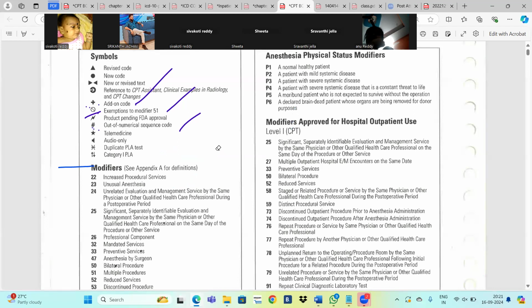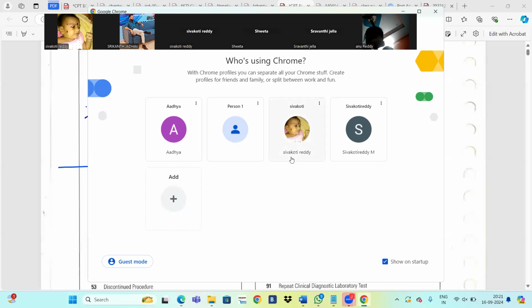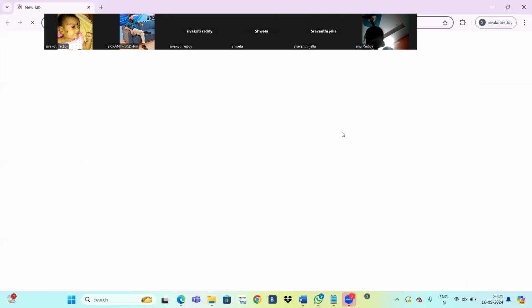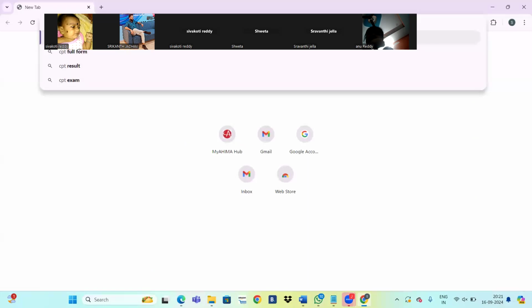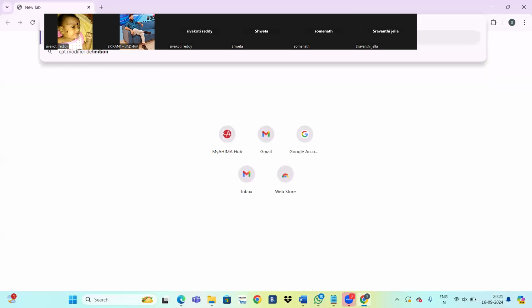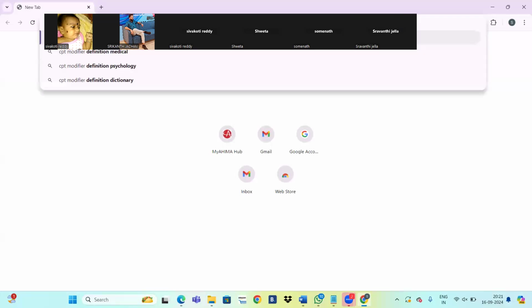So modifier means? What is the meaning of modifier? Anyone? Modify the payment.